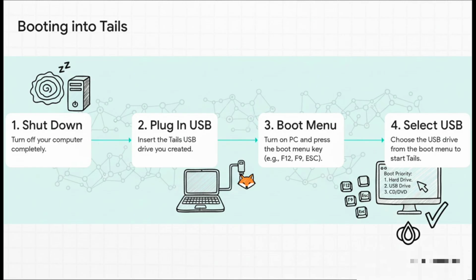Okay, so you've got your Tails USB drive ready to go. Next, you just shut your computer all the way down. Plug in the USB, and then turn the computer back on. As it's starting up, you'll need to press a specific key to get to the boot menu. It's usually F12, F9, or maybe the escape key. Once you're in that menu, you just tell the computer to start from the USB drive instead of its normal hard drive, and boom, you're in Tails.